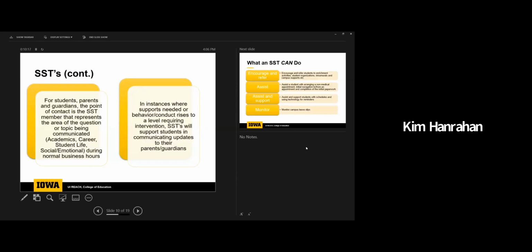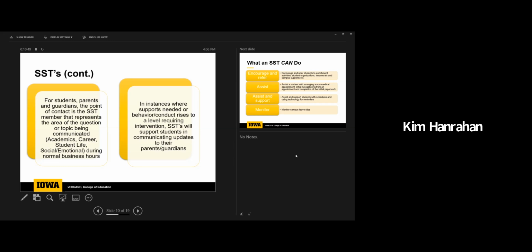SSTs can be confusing, but we will spend a lot of time with students in the fall and with families, parents, or guardians to help make sure that they absolutely understand how this model works. But probably the most important thing to remember is that whatever the topic, area of concern, issue, or question that you have, who you talk to will be determined by the topic or the issue that you'd like to discuss.